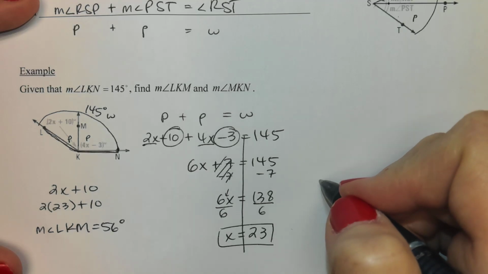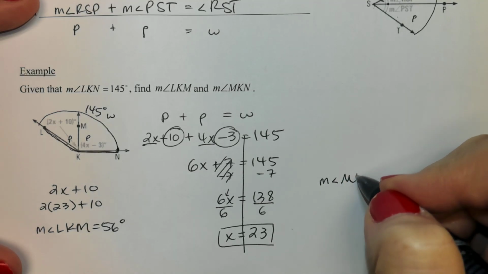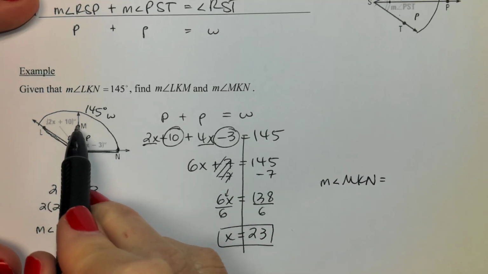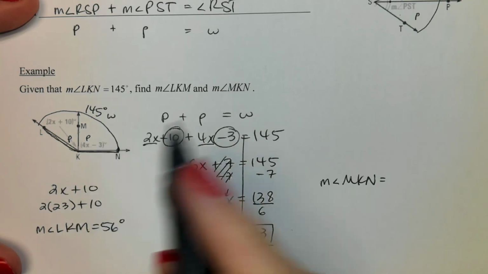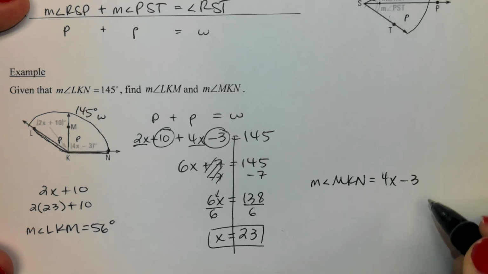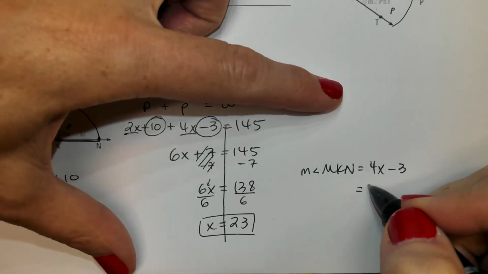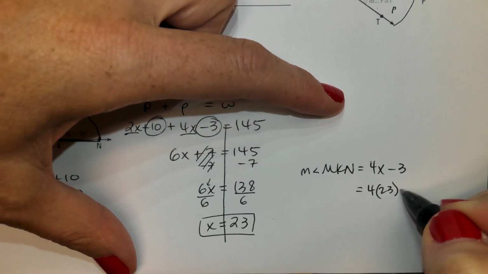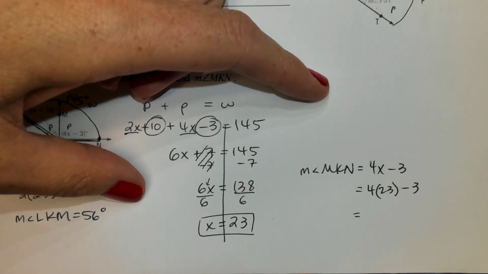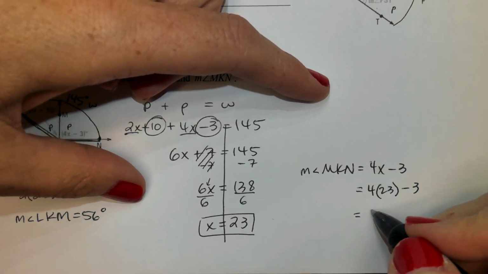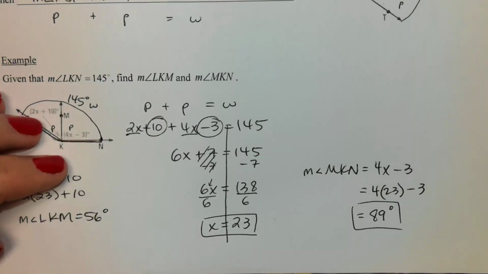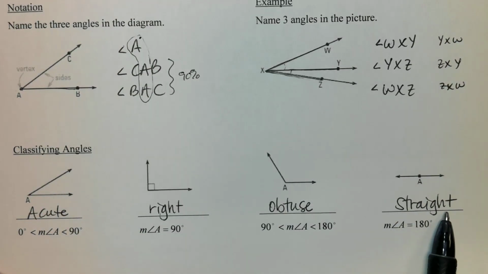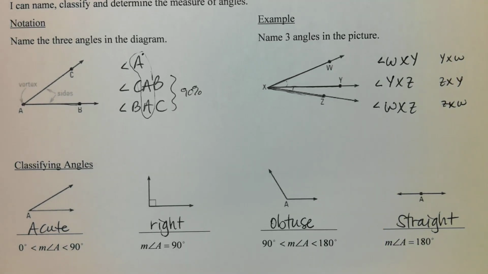The second one we have is the measure of angle MKN. So from M, just tracing, to K to N. So they're talking about this one right here. So 4x minus 3. And we know what x is now, so we're going to do 4 times 23 minus 3. 4 times 23 is 92, minus 3 is 89. So there we go. So learning some terms, how to name them, that's huge in geometry, and then doing a little part plus part equals whole.